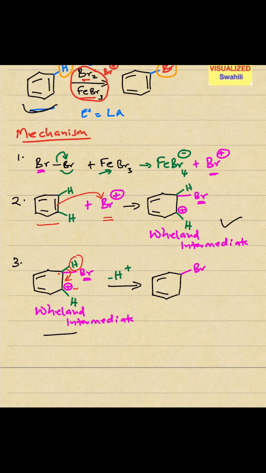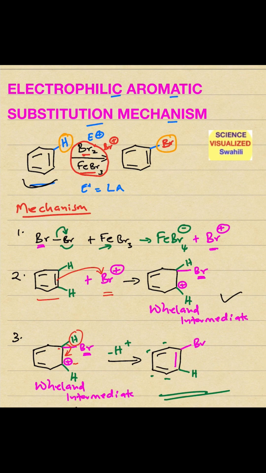So now we form that double bond, and we only have the other hydrogen. Of course, we still have hydrogens on the other carbons that I'm not showing, and that's going to be the product. So just a quick review of the electrophilic aromatic substitution reaction mechanism.